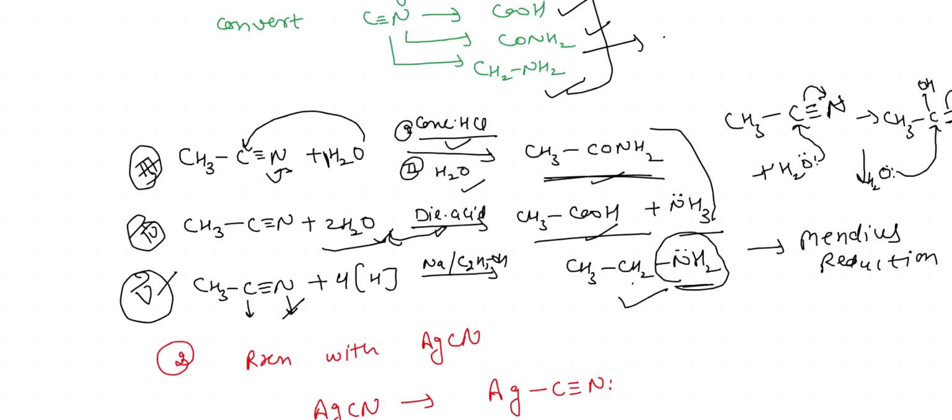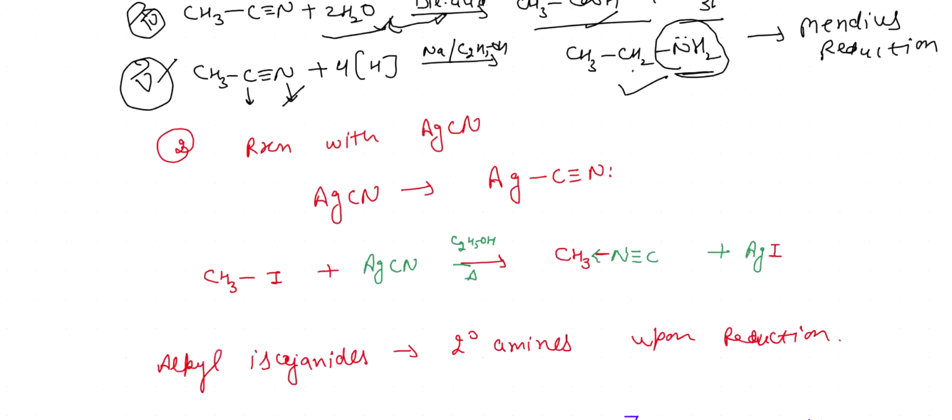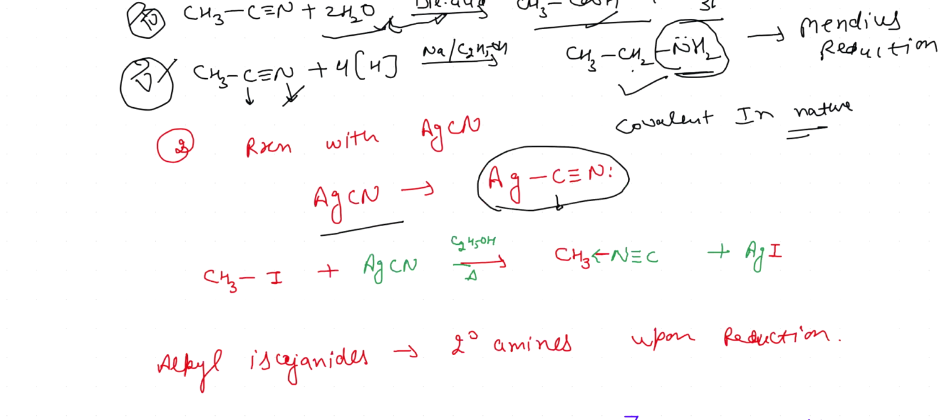Okay. The next is reaction with silver cyanide. Silver cyanide, the bond between the silver and carbon is covalent in nature. Due to the large size of the silver, it forms a covalent bond with the CN group. So here the carbon does not have any kind of negative charge, so carbon will not act as a nucleophile in this case. In this case, the nitrogen bears one lone pair of electrons. Due to its lone pair of electrons, it will act as a nucleophile.